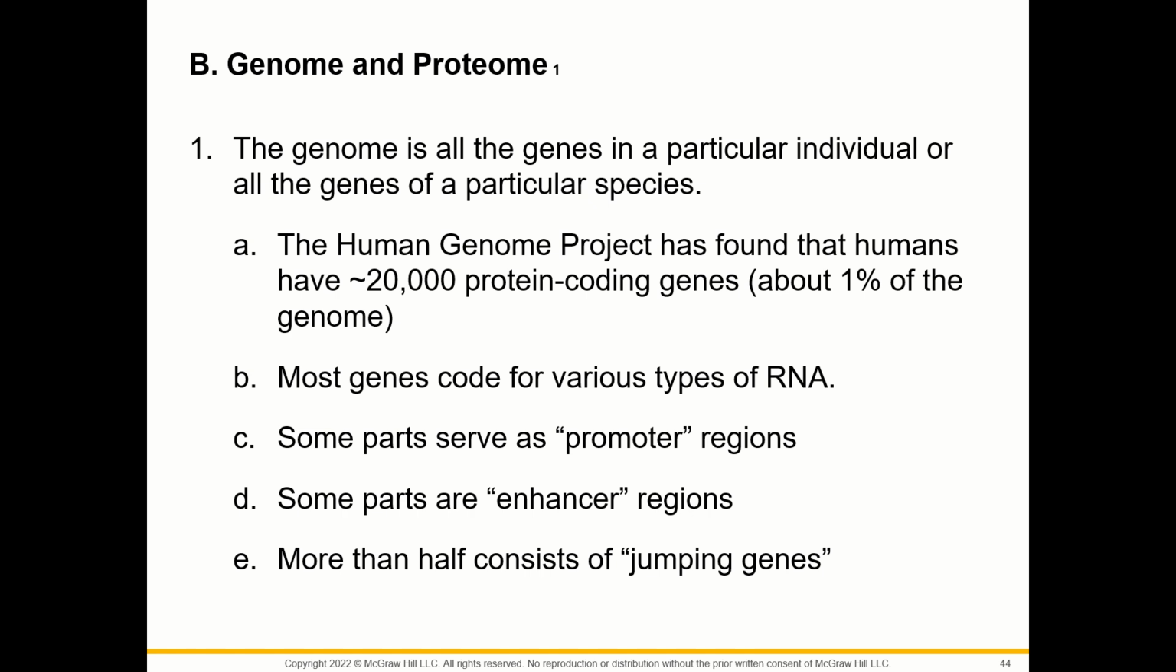The genome and the proteome. The genome is all the genes in a particular individual or all the genes in a particular species. The Human Genome Project has found that humans have about 20,000 protein coding genes, which makes up about 1% of the genome. Most genes code for various types of RNA. Some parts serve as promoter regions, some parts are enhancer regions, and more than half consists of jumping genes.